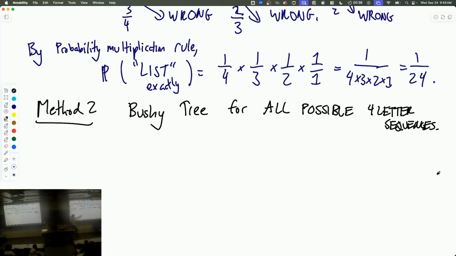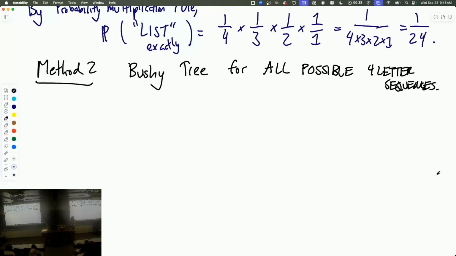And this idea of looking at all the possible 4-letter sequences and counting them up is a very common idea that will save us a lot of work. So by knowing method 2, you can fast forward some problems that would otherwise be annoying. So here it is. Here's the tree.